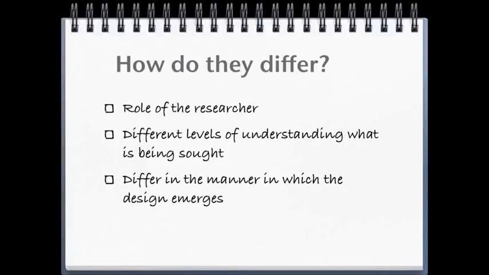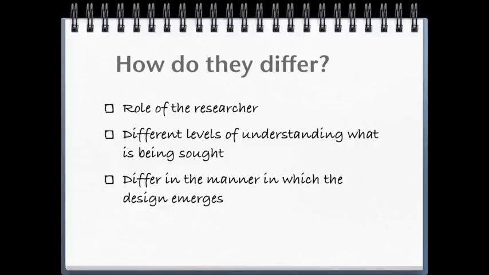Now, the role of the researcher differs in these two fields. In quantitative, the researcher is always an outside, objective observer. In qualitative, the researcher can be subjective. The researcher may be involved at different levels in the actual experiencing of the phenomena being studied.